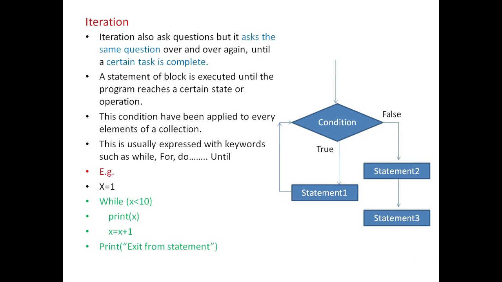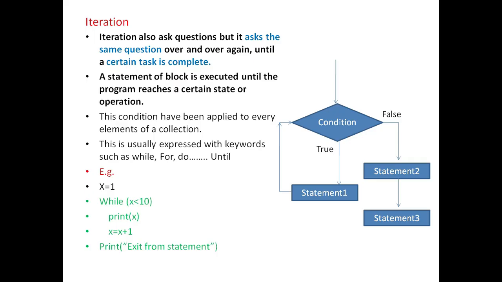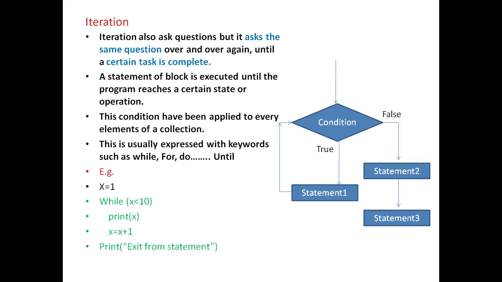Next is iteration. Iteration also asks questions, but it asks the same question over and over until a certain task is completed. Here a statement or block is executed until the program reaches a certain state or operation. And these conditions can be applied to every element of a collection. This is usually expressed with the keywords while, for, do, until, etc.